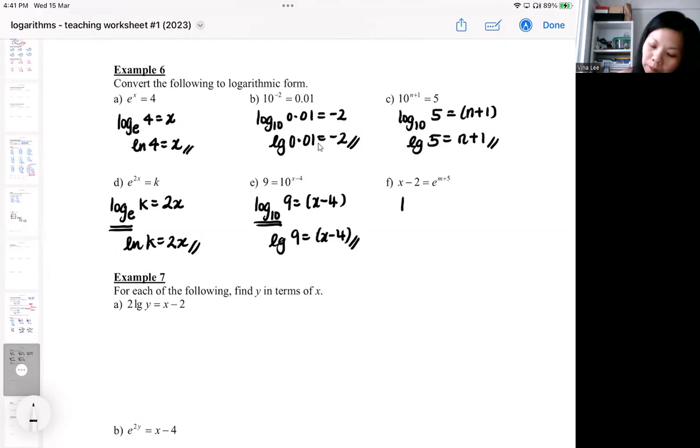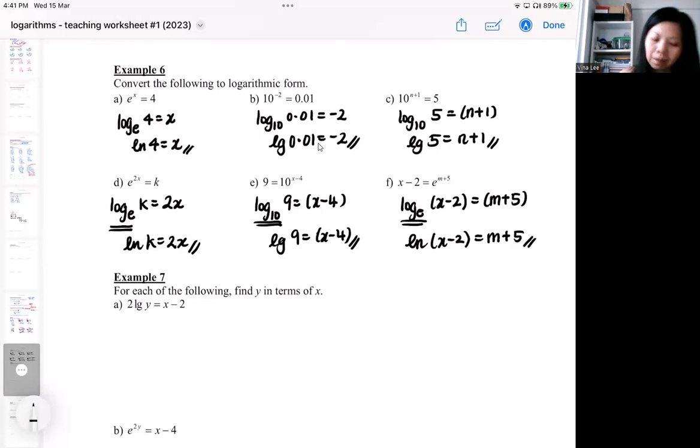Okay, so the last one, the base is e. The answer is x minus 2. The power is n plus 5. So the symbol for this is ln. So that's how I successfully change in between.